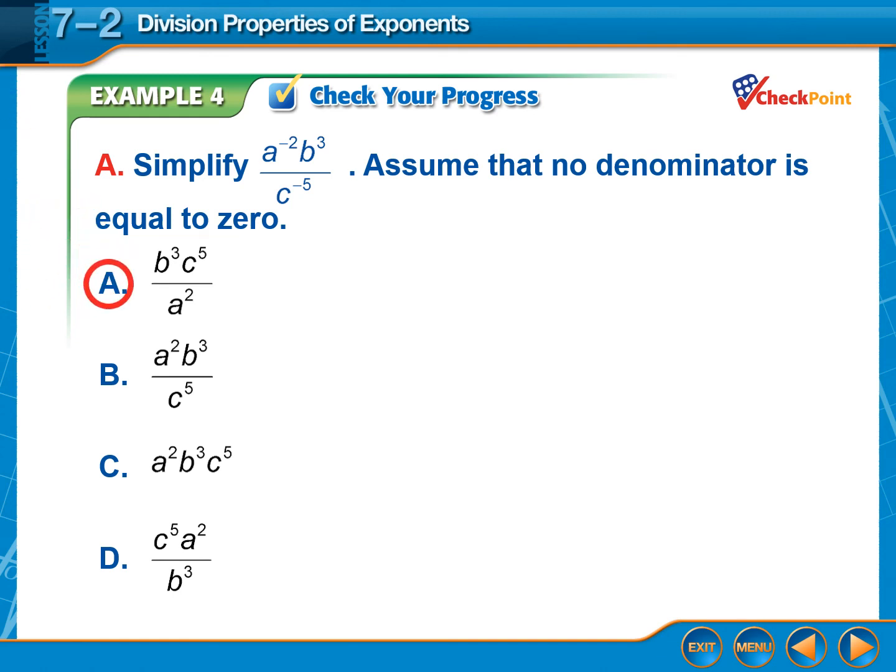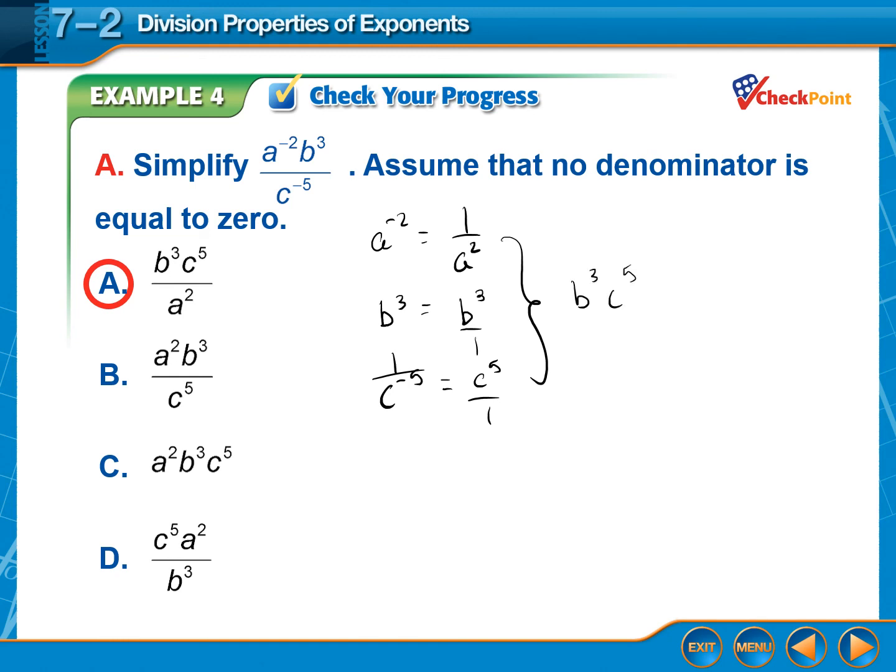You should have gotten b to the third, c to the fifth over a squared. So this one's pretty straightforward. a to the negative 2 becomes 1 over a squared. b to the third is already positive, so it's b to the third over 1. And then 1 over c to the negative fifth becomes c to the fifth over 1. So when I combine all these together, I've got b to the third and c to the fifth in my numerator, a squared in my denominator.